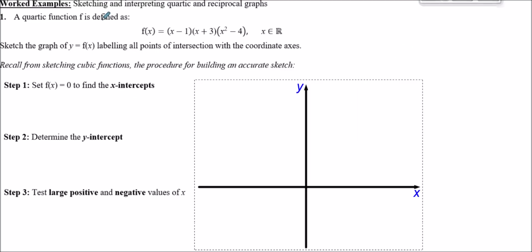So today we're going to be looking at sketching quartic graphs. I know here it does say and reciprocal graphs. This lesson is the first of two about sketching graphs. So this lesson we're just going to be looking at quartics, where the highest power of x is a power 4. Next lesson we're going to be looking at these reciprocal ones. So for now we just need to think about what a quartic graph is.